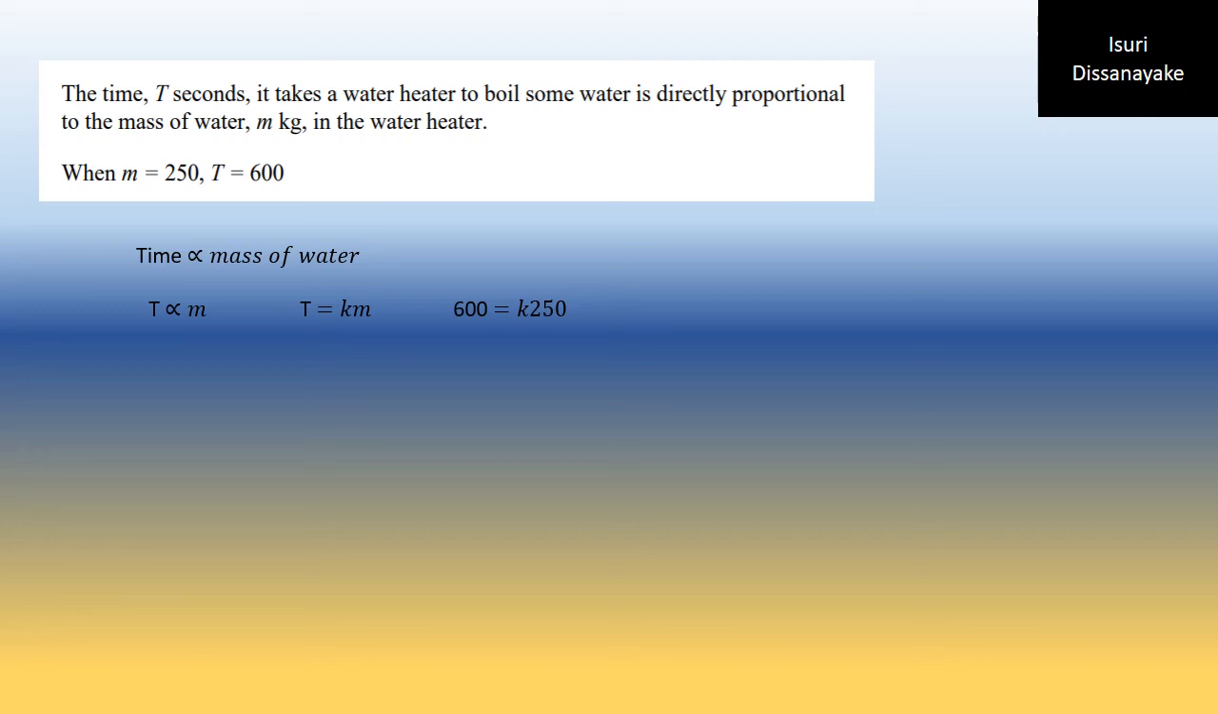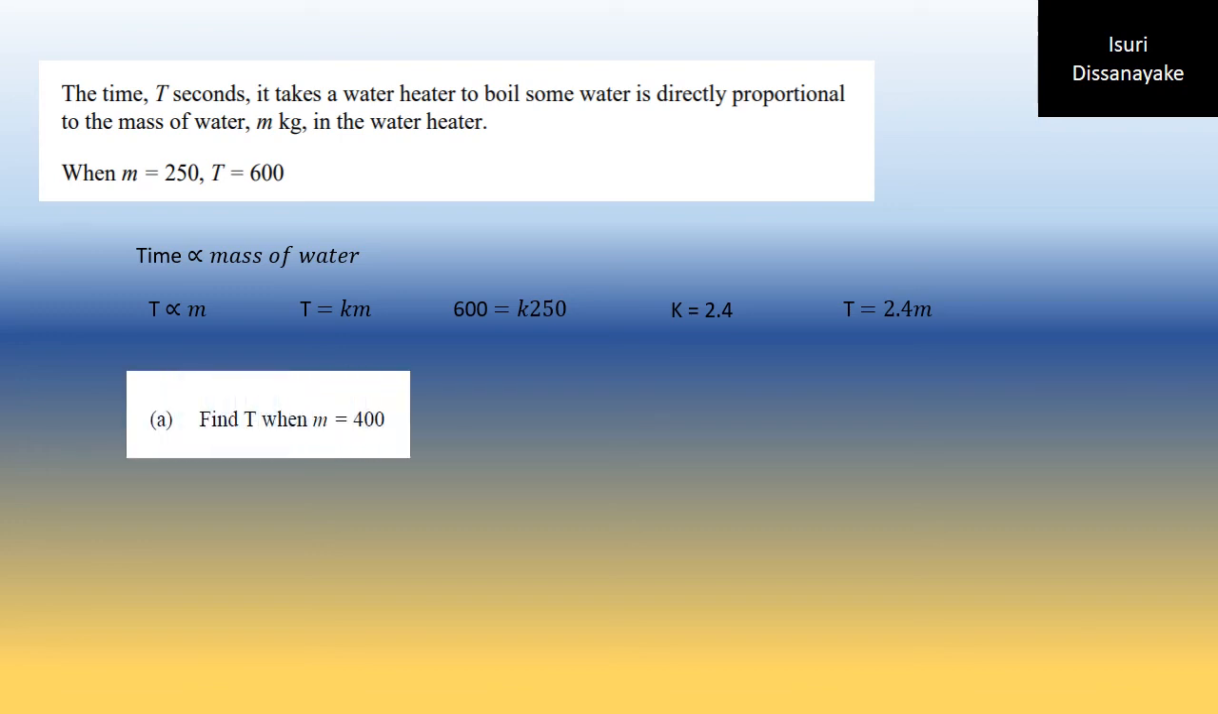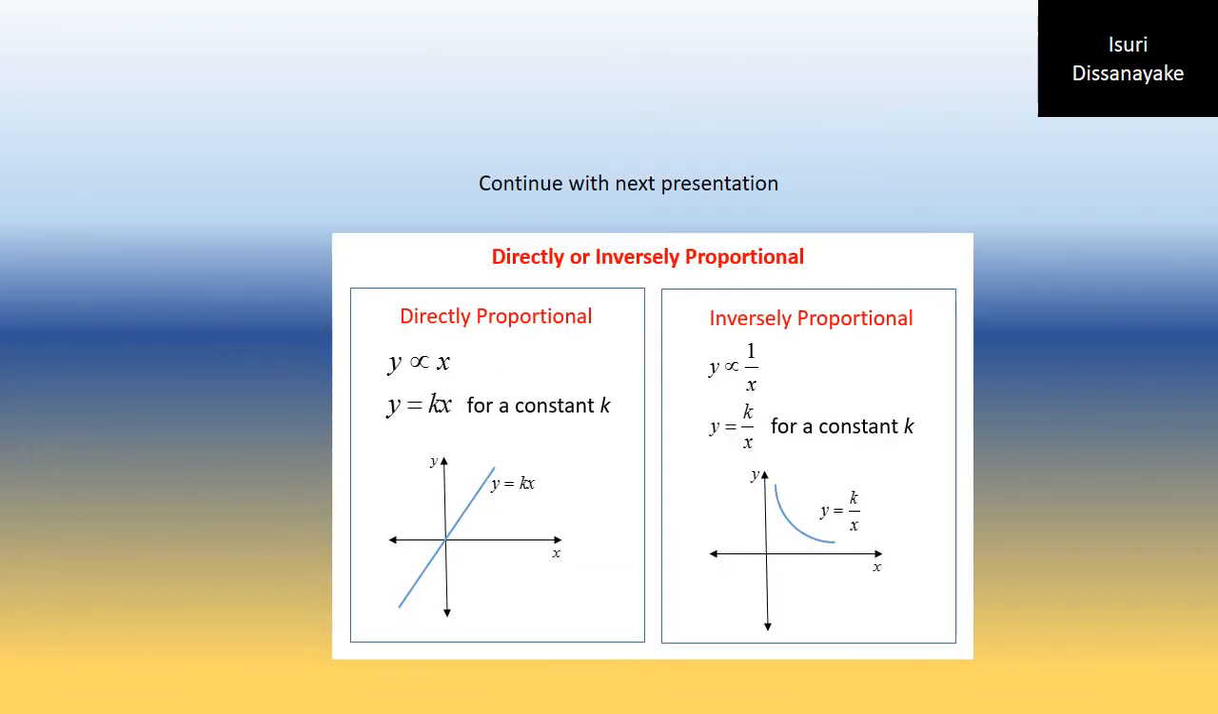And I substitute the values as 600 equals k times 250. And k is equal to 2.4. So I will write the equation as t equals 2.4 times m. Find the value of t when m equals 400. So let's substitute the value for m as 400, and the time taken is then 960 seconds. I'm going to continue this lesson in the next presentation, which I will discuss inversely proportional.